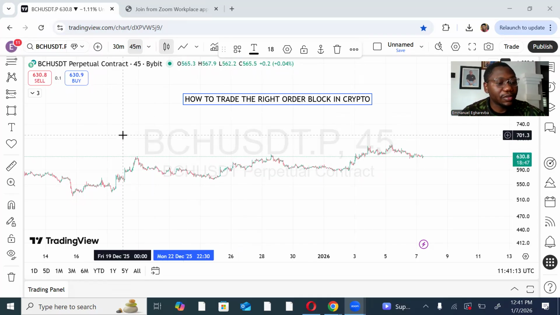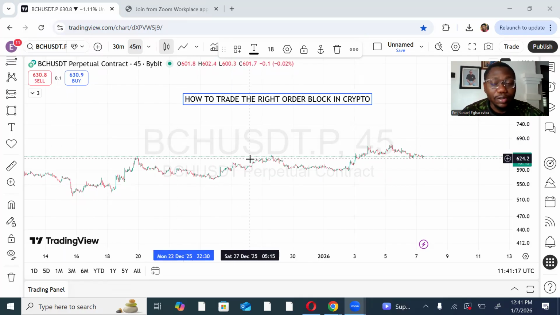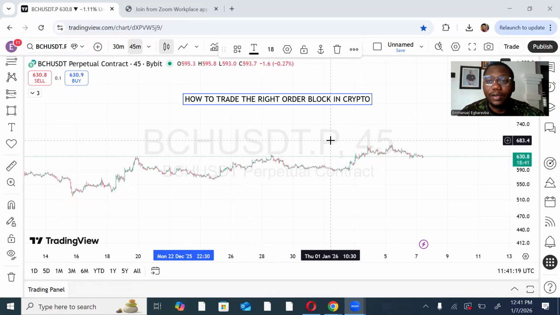Everyone on YouTube is marking order blocks everywhere on the chart, but institutions don't trade every order block. There are specific ones that they trade, and your stop loss gets hunted every time. These are the reasons, okay?